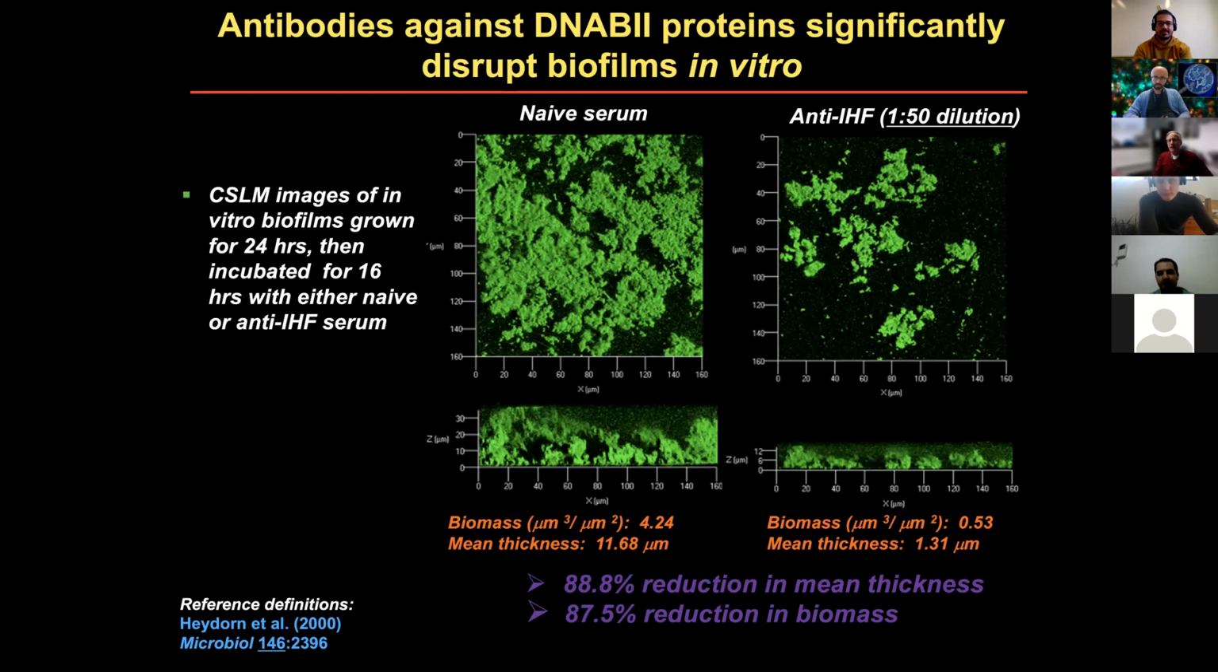But when we add antibody that is specific to the DNABII proteins, even though the biofilm is 24 hours old, the antibody is able to disrupt the biofilm. Now, two things I haven't told you: one, once biofilms form, they are highly resistant to antibiotics, typically a 1,000-fold higher minimum inhibitory concentration relative to planktonic bacteria. And second, the biofilm matrix does not readily allow antibodies to penetrate into the biofilm. And yet, this antibody was able to disrupt the biofilm. Other people have tried to design antibodies, and they typically don't have any effect on extant biofilms.